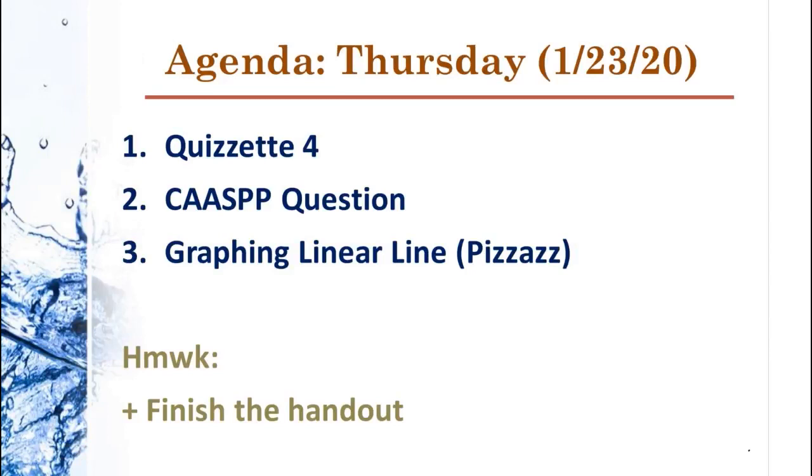Our agenda for today, we're going to go over Quizlet 4, we're going to do CAS question number 3, and we're going to practice graphing linear lines by working on the handout. Its name is Algebra Pizza. Your homework tonight is to finish the handout. If you've done it in class, then it's perfect. There's no homework for you today. Again, if you finish the handout in class, then there's no homework.